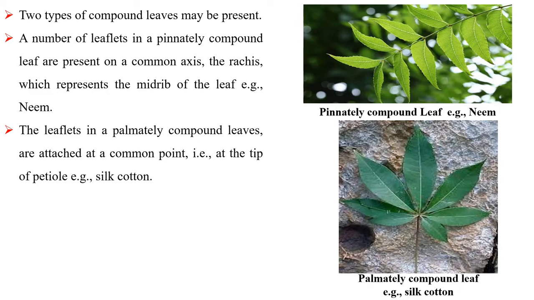Two types of compound leaves may be present. A number of leaflets in a pinnately compound leaf are present on a common axis, the rachis, which represents the midrib of the leaf, example neem. The leaflets in a palmately compound leaf are attached at a common point, that is, at the tip of the petiole, example silk cotton.